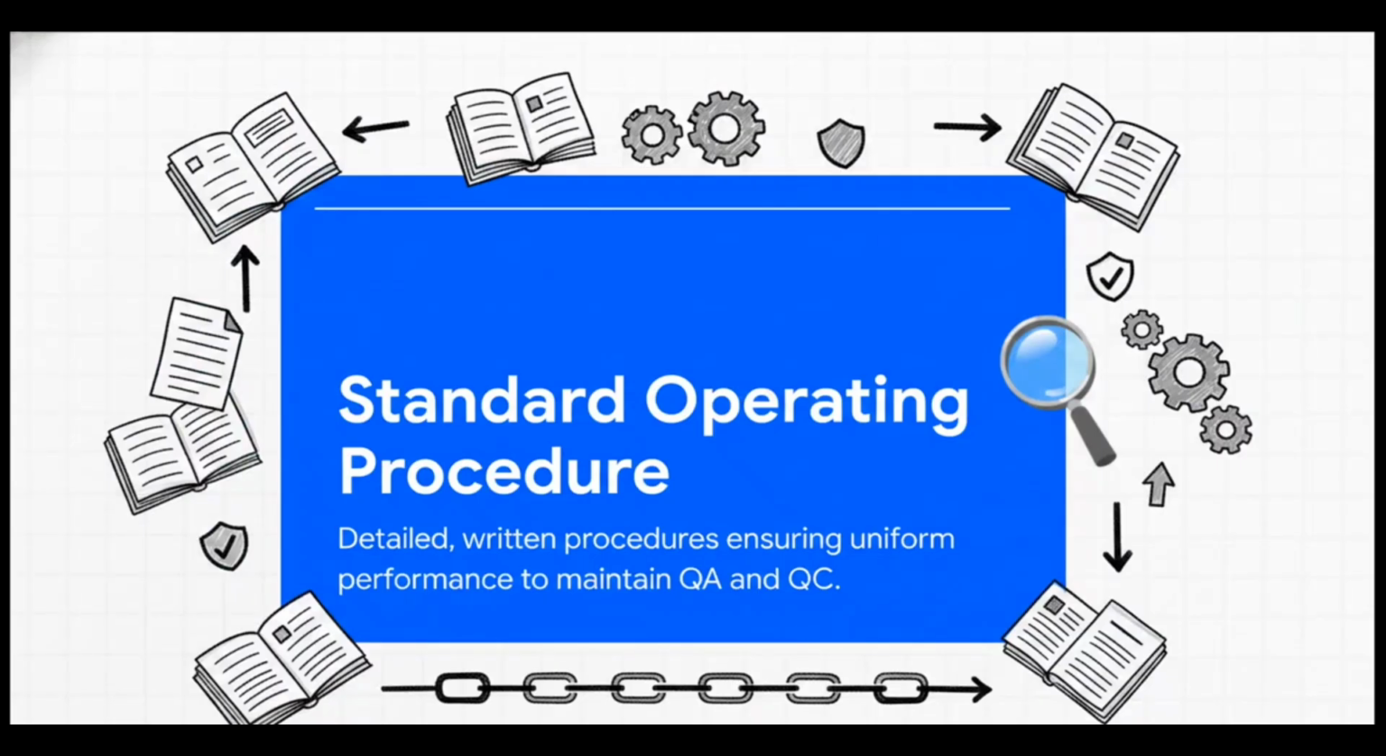And to ensure both QA and QC are actually met, we rely heavily on SOPs, or standard operating procedures. Notice the focus here: detailed, written, and uniformity of performance. Think of an SOP like a strict baking recipe. If everyone doesn't use the exact same measurements, the cake is totally ruined. But when everyone follows the SOP exactly, safety risks drop dramatically.